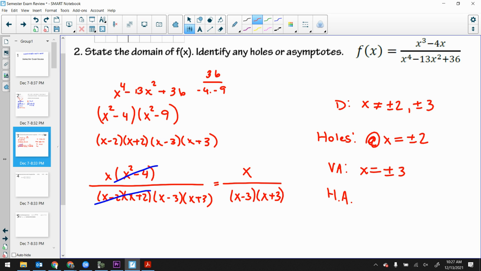Now, for the horizontal asymptote, we have to check the bottom heavy, top heavy thing, right? On the bottom, if I FOIL that back together, I get x squared. So it'd be an x over an x squared.